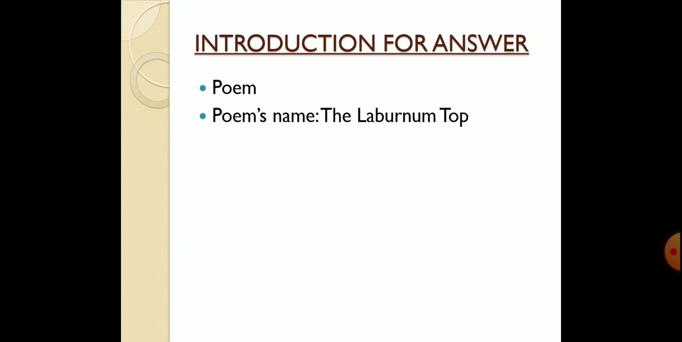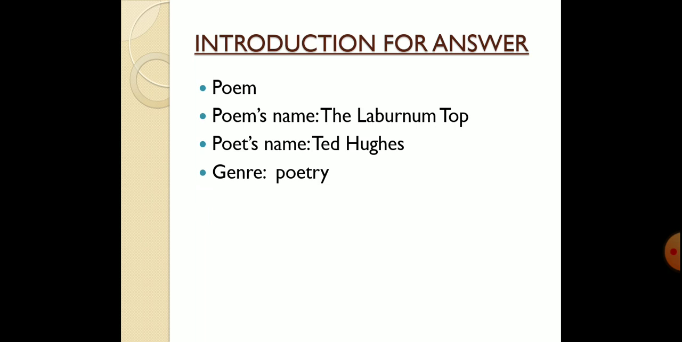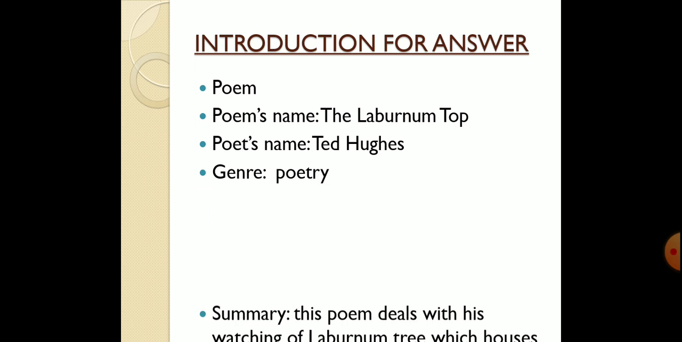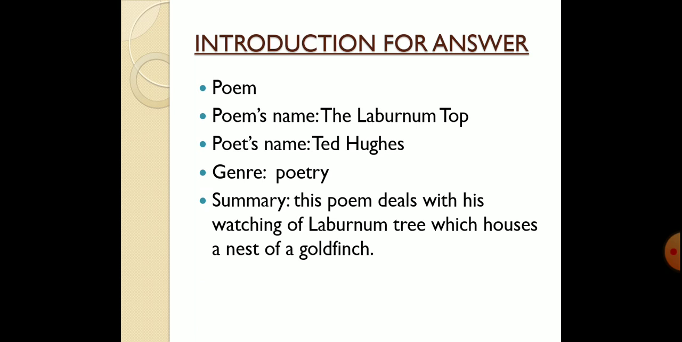Poem's name, The Laburnum Top. Poet's name, Ted Hughes. Genre, poetry. Summary. This poem deals with his watching of a laburnum tree, which houses a nest of a goldfinch. So now, moving ahead, let us go through a short summary of what the poem is all about.